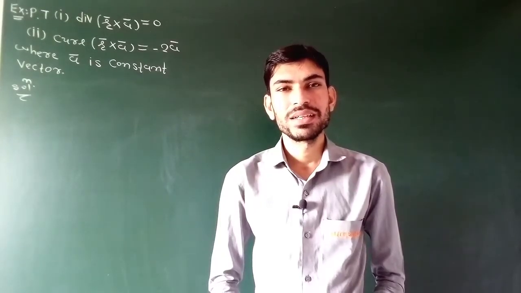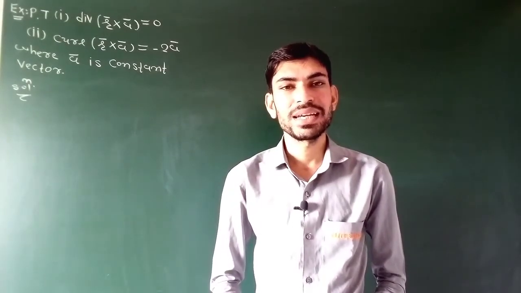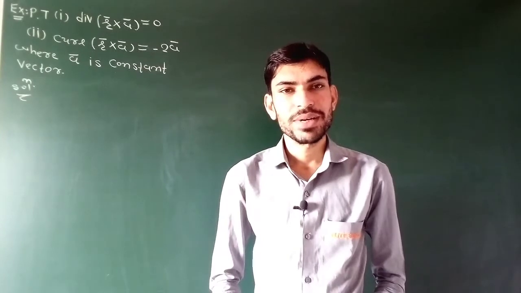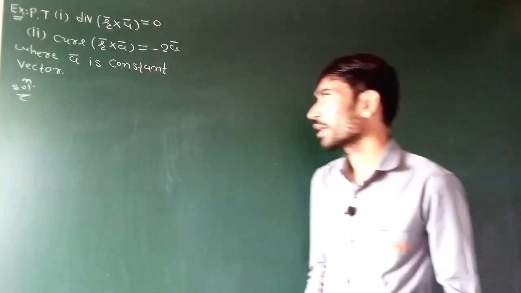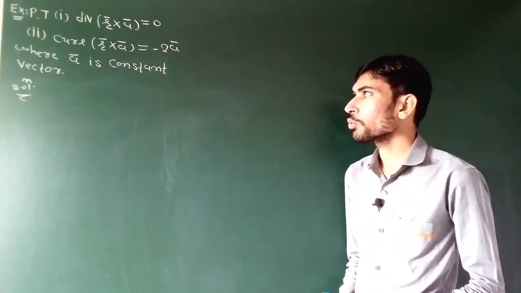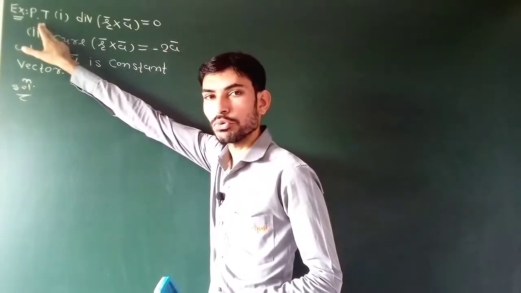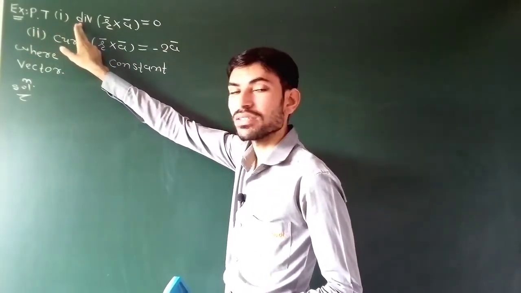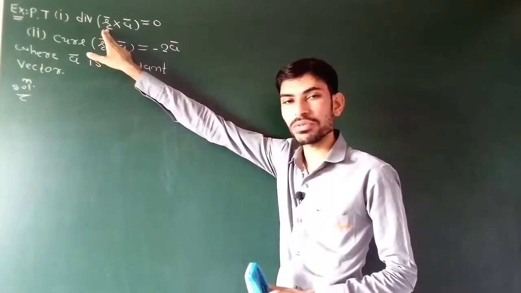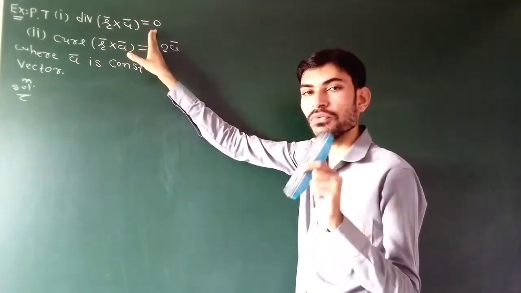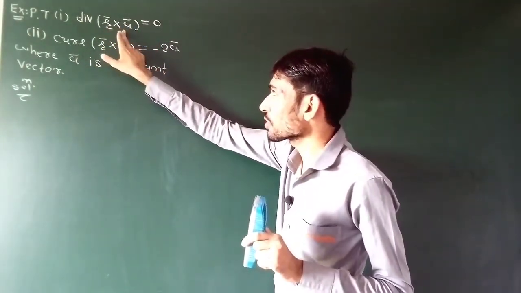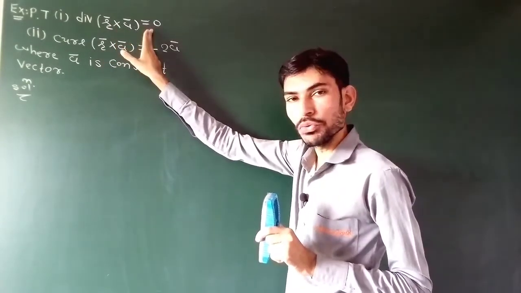Hello students, here we discuss the remaining example in unit number 3, vector differentiation. So let's move on. Our next example is: prove that the divergence of R bar cross A bar is equal to 0. That means we find the divergence of R bar cross A bar and prove it is equal to 0.